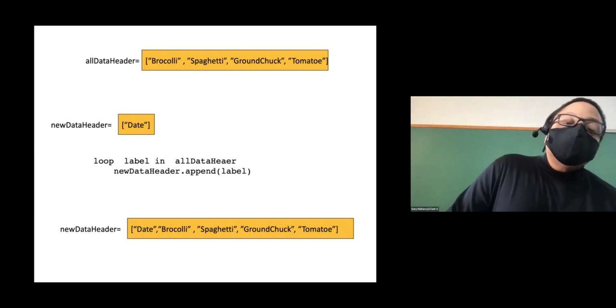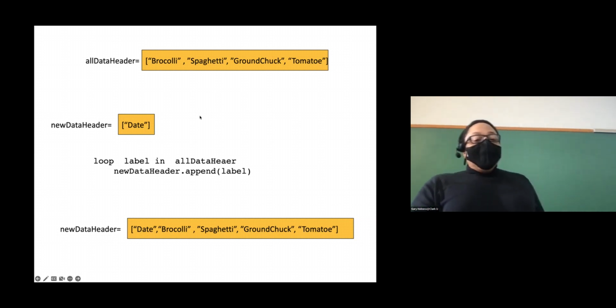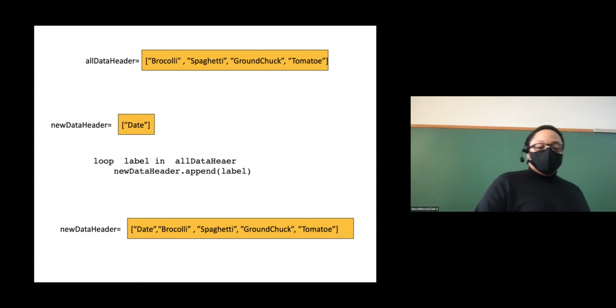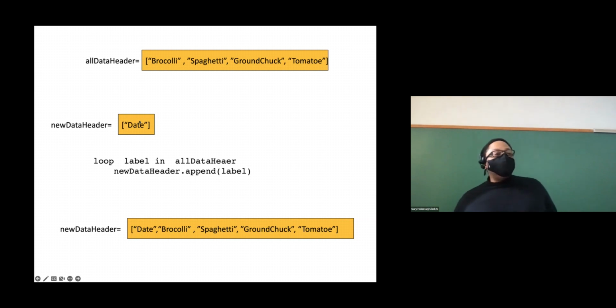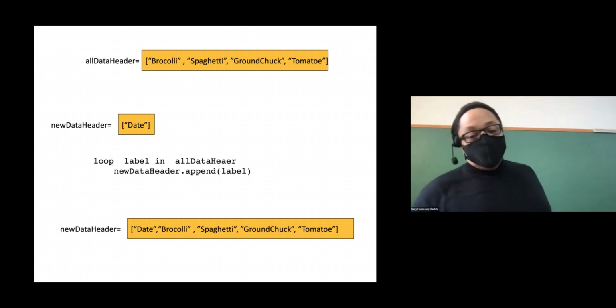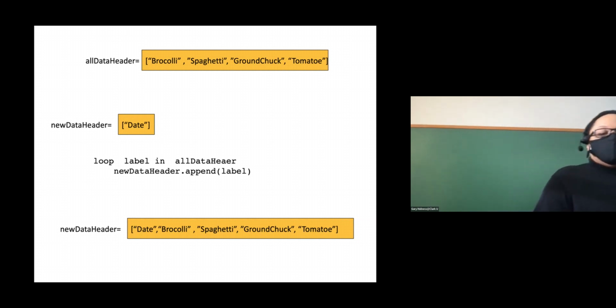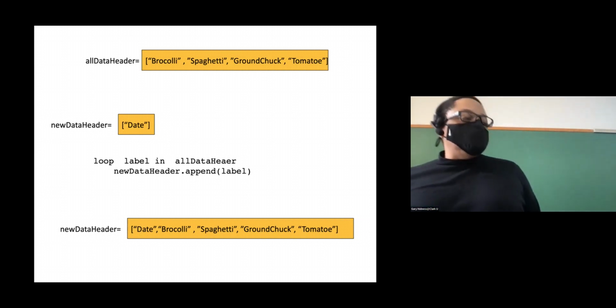We have our existing vector of CSV headers. There's strings: broccoli, spaghetti, chuck, and tomato. Hopefully I spelled tomato correctly. And we want to include date as that new entry in the 0th position for our vector of CSV header names. And so we start out in a loop block, and we're going to use the iterator in all data header for the existing one. And we're just going to go ahead and we're going to append to this new column date. We're going to append each of the entries given to us by the iterator in that loop block.